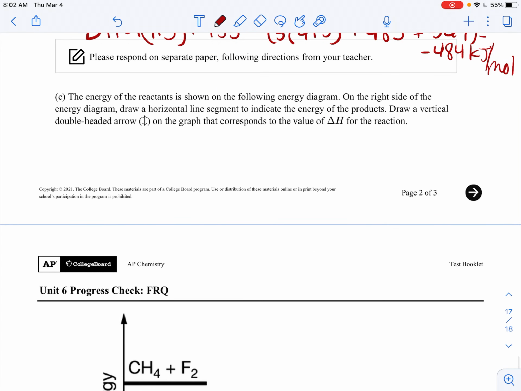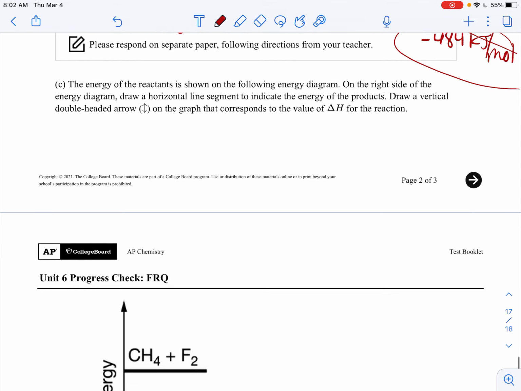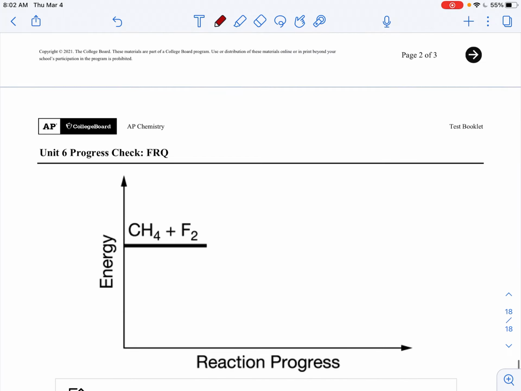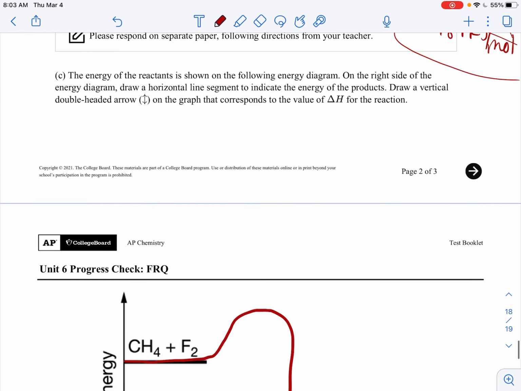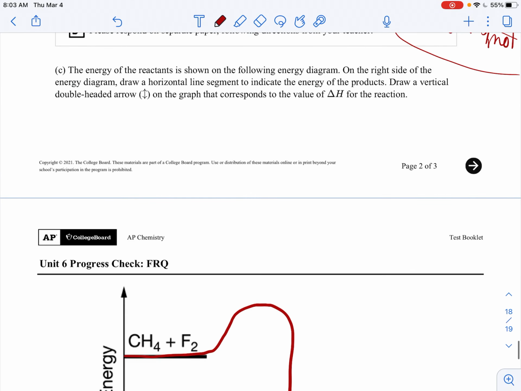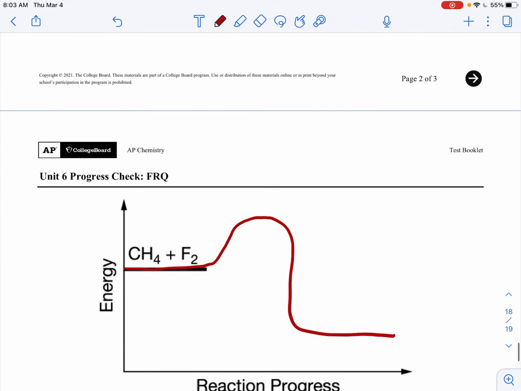Okay. Now it says C, the energy of the reaction is shown in the following energy diagram. On the right side of the energy diagram, draw a horizontal line segment to indicate the energy of the products. Draw a vertical double-headed arrow on the graph to correspond with the value of delta H for the reaction. So our delta H here was negative, so that means that it's an exothermic reaction. So remember, in our reaction, we're starting off here. We have to increase the energy before it decreases, okay? Now it's saying draw a horizontal line segment to indicate the energy of the products, which is here.